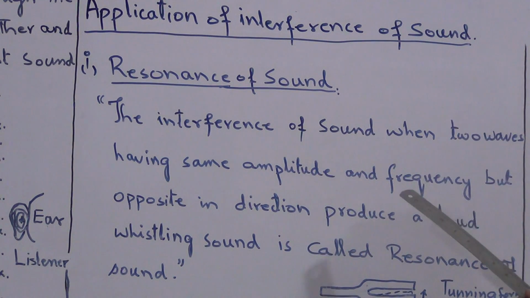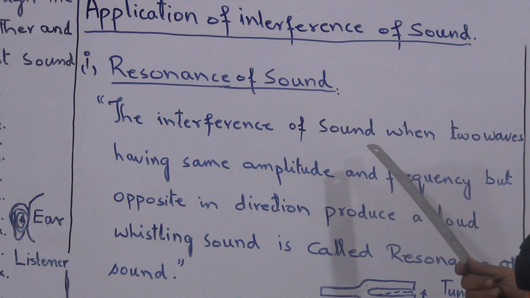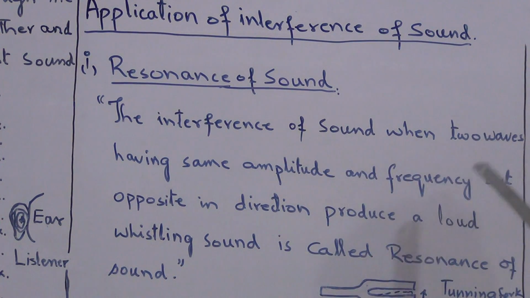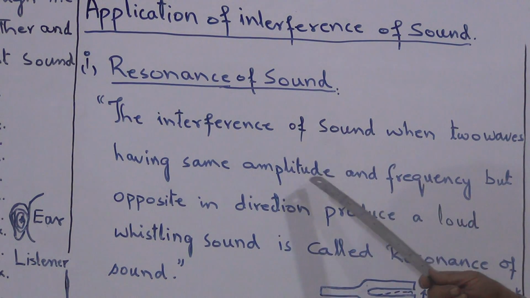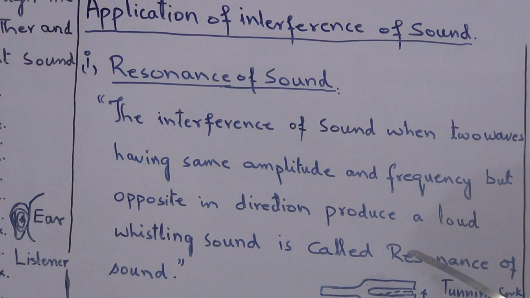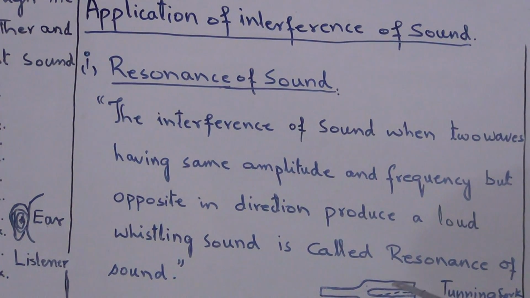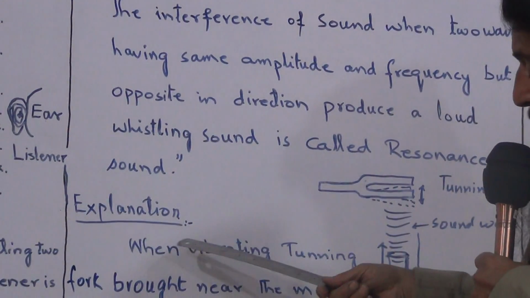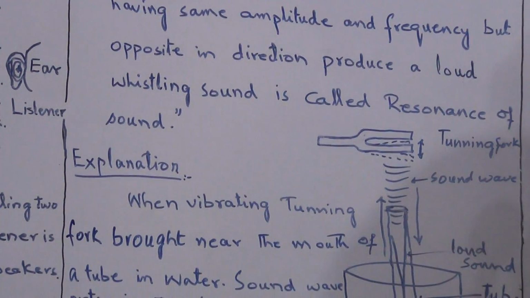So in this phenomenon there are two waves, their direction is opposite but their frequency and amplitude are the same. Both the waves interact with each other and produce resonance of sound, which is the loud sound, loud whistling sound. Now we can explain it by this diagram.